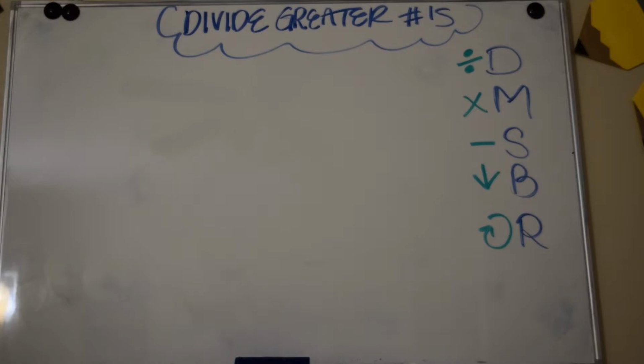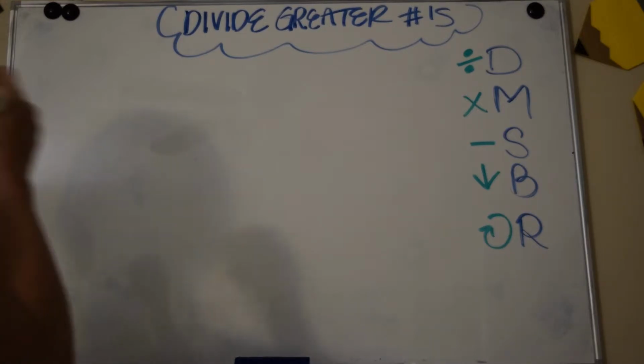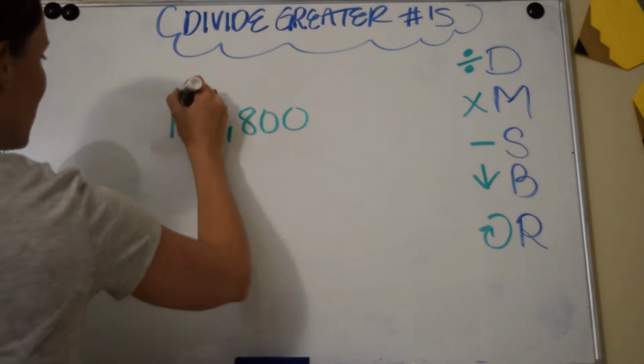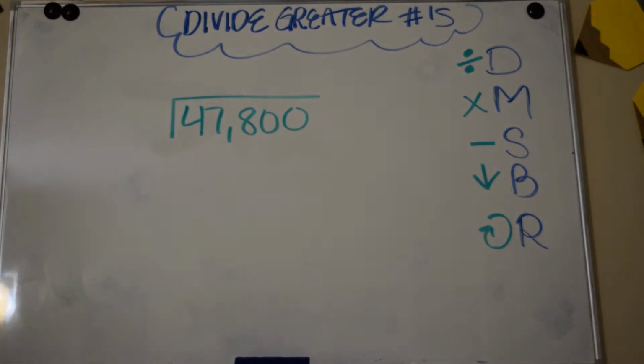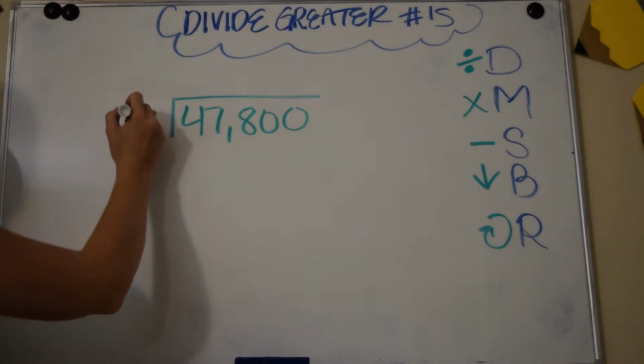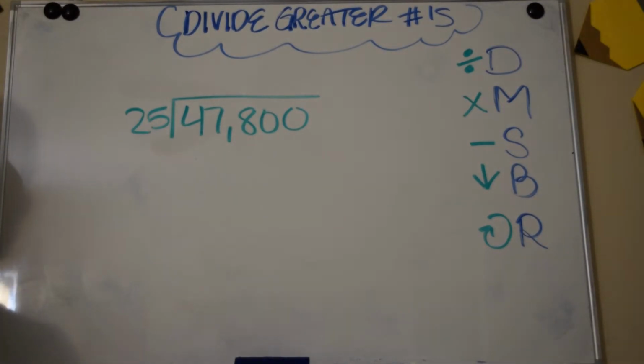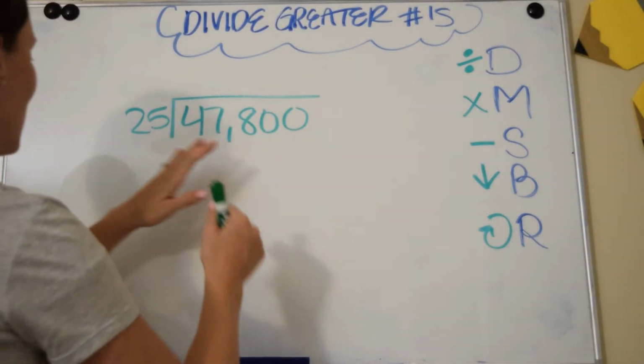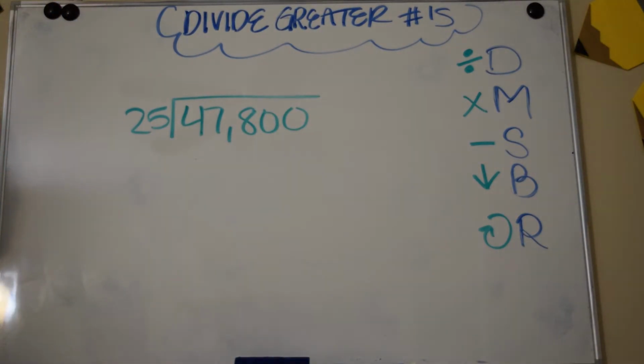We are going to do 47,800 divided by 25. So why is this a lesson? Because look at how big these numbers are. So just take it step by step. Remember that following the steps is most important, and do as few digits as you can at a time.